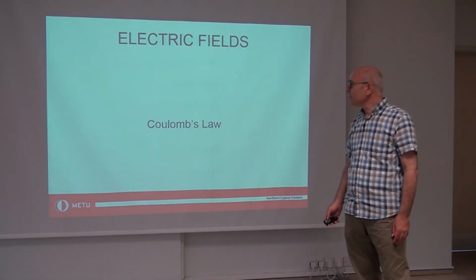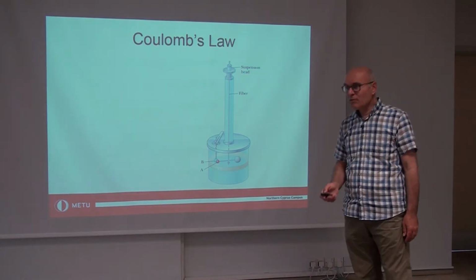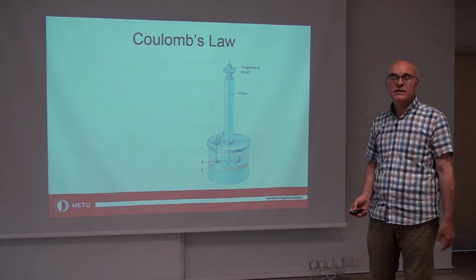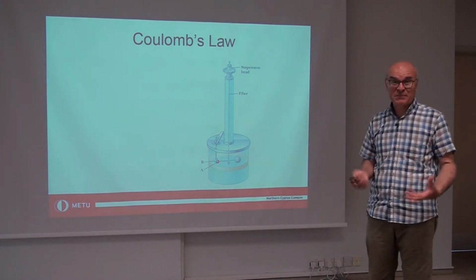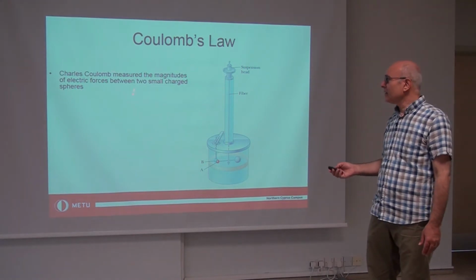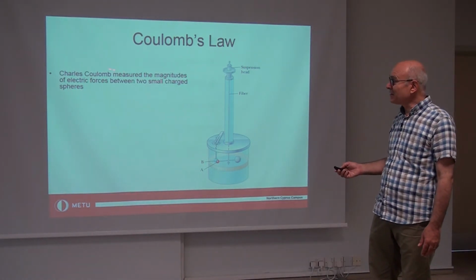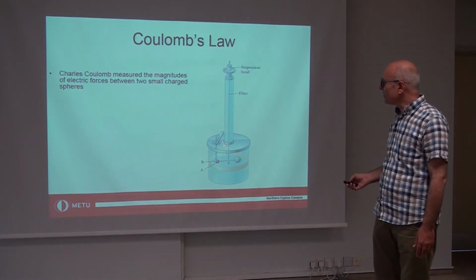Now we will be talking about Coulomb's law, and this Coulomb's law is actually an empirical relation. By an empirical relation, I mean it's a relation that has been found experimentally by doing experiments. Coulomb's law was discovered by Charles Coulomb in the 19th century using an apparatus similar to this.